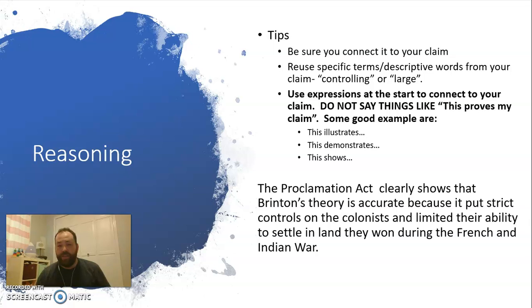And here's an example again. The Proclamation Act clearly shows the Britain's theory is accurate because it put strict controls on the colonists and limited their ability to settle land they won during the French and Indian War. As reasoning, I am connecting it back to that original claim I made. I am making sure I'm mentioning the evidence, and I'm trying my best, in a very short little sentence, to show why I'm right. You might need a second sentence. That's okay, I'm fine with that. But you definitely need to make an effort to tie it back.